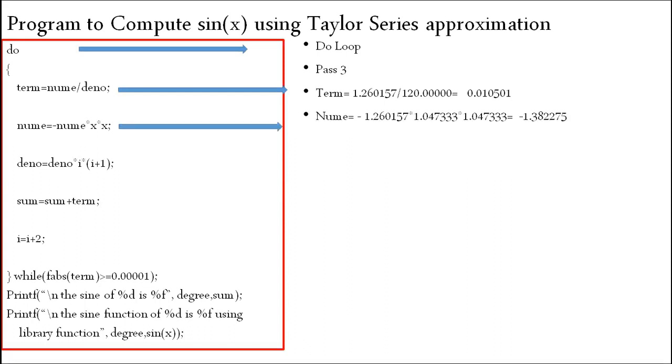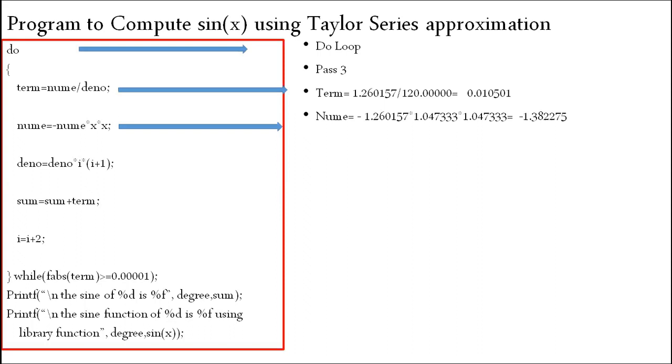Next, numerator is equal to minus numerator into x. That is my formula. So minus numerator value 1.260157 into x. Now my x is updated to x to the power of 7. So this 1.260157 is nothing but x to the power of 5. Again I am multiplying 2 times of x for that value. So now the value is equal to x to the power of 7. So here again it adds minus. So that is minus 1.382275, because my formula also goes with alternating sign.